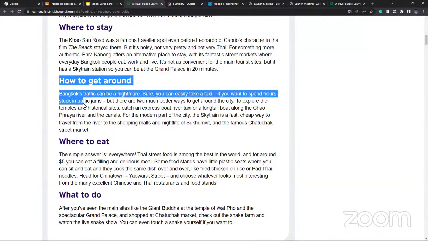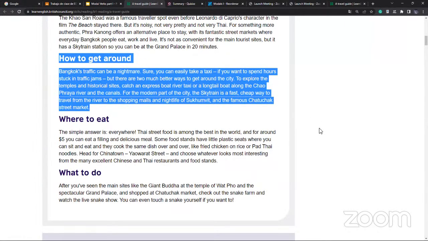Okay, thank you, Santiago. Teacher Indira, you can read please the third paragraph. Yes, okay. How to get around. Bangkok's traffic can be a nightmare. Sure, you can easily take a taxi if you want to spend hours stuck in traffic jams, but there are two much better ways to get around the city. To explore the temples and historical sites, catch an express boat river taxi, or a long-tail boat along the Chao Phraya River and the canals. For the modern part of the city, the SkyTrain is a fast, cheap way to travel from the river to the shopping malls and nightlife of Sukhumvit and the famous Chatuchak Street Market.